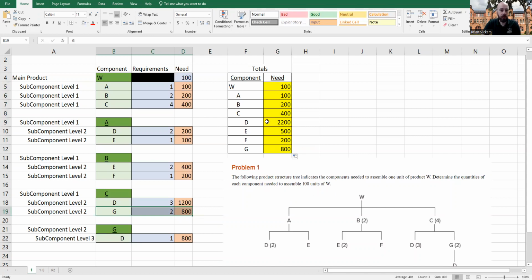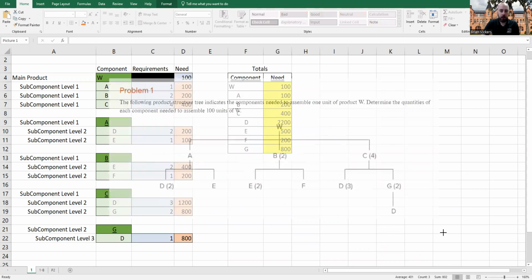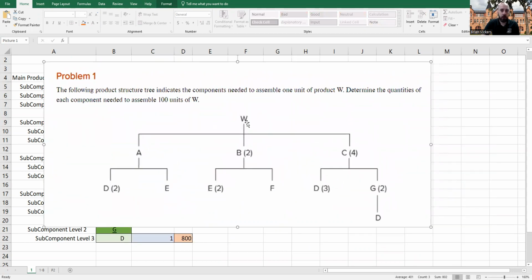We're recording the net need of each of these. Well, what happens if I have some of, well, let's take a pause. Let's go back to that. I'm going to make this a little bit bigger, and I'm going to show you how we could solve the same problem by hand. So I'm going to write on the screen here. The question is, how many of each do I need to make 100 W's? So let's write in 100 here, because that's our need.